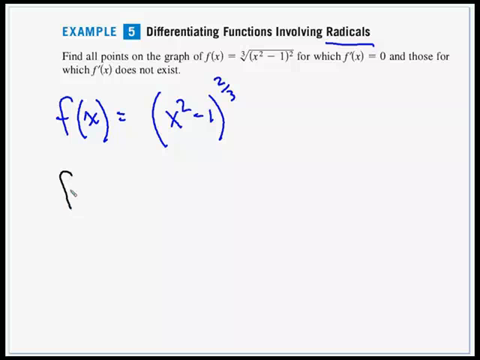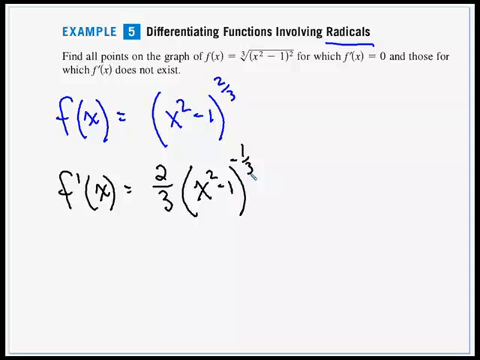Of course, we want to take the derivative, f prime of x, and that will be no problem but the chain rule. Bring the 2/3 down front, 2/3 times our quantity, x squared minus 1, to one power lower. So what do we do? Subtract: 2/3 minus 1 gives us negative 1/3 as our new exponent. And then don't forget to tack on, by the chain rule, the derivative of the inner function, which is just a nice simple 2x.